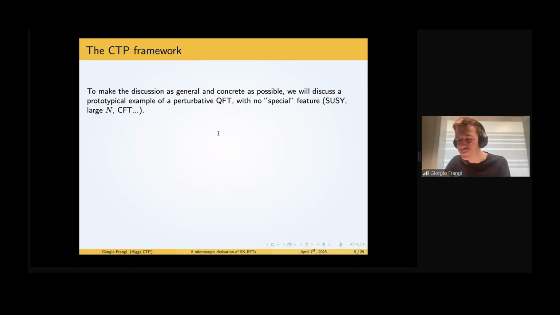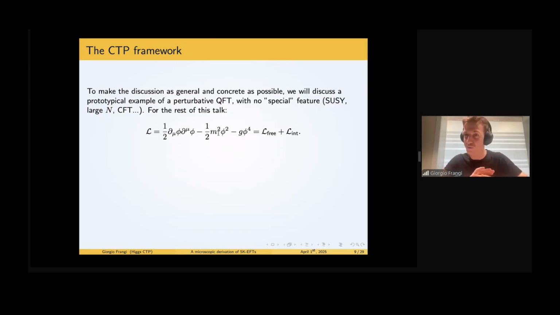So in general, what I want to do is something as general and concrete as possible, in a certain sense. I do not want to consider any particular special case. So for this work, I'm going to do the stupidest thing that I can do, which is I'm just going to consider a simple perturbative QFT that has no special feature. So no SUSY, no large degrees of freedom, doesn't have conformal invariance. It's just going to be our workhorse phi to the 4 theory, a single boson theory.